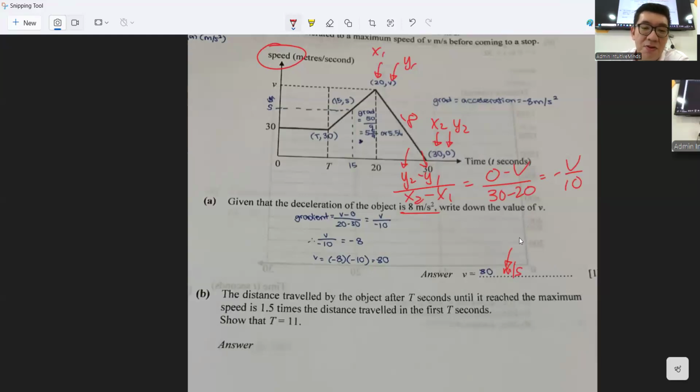All right, so let's go on to the second one. They talk about the distance traveled after t seconds is 1.5 times the distance traveled in the first t seconds. So the first thing you want to do is to shade out what is the distance they're talking about. For the first t seconds, what would it be? It will be here. So as we know, distance is area under graph. So the area under graph will be this one.